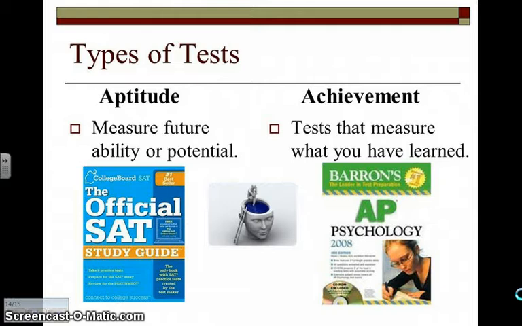An achievement test measures what you have learned. So when we take a test, for example, if we take a quarter test and it covers chapters 1 through 6 or what have you, that is an achievement test. We're trying to figure out what is it that you know, how well do you know it over the material that we have already covered. An AP exam is an example of an achievement test because you're essentially showing your knowledge in that particular area.